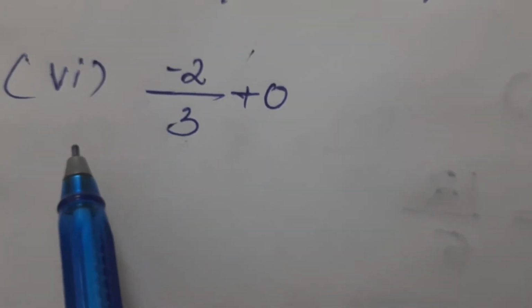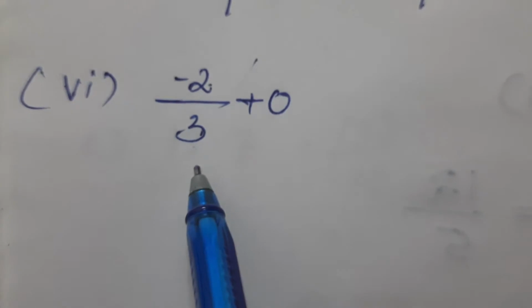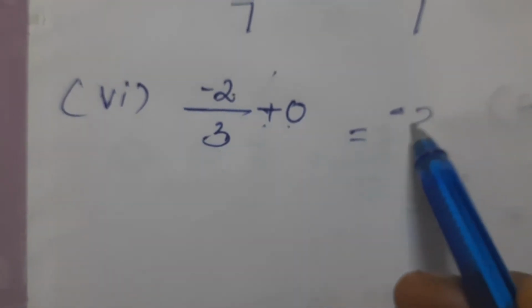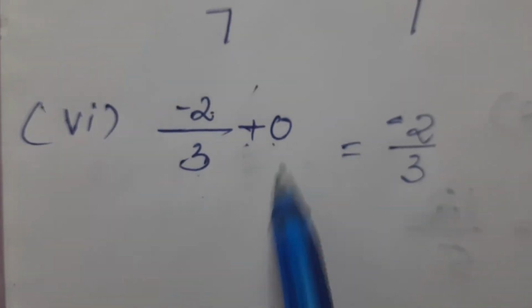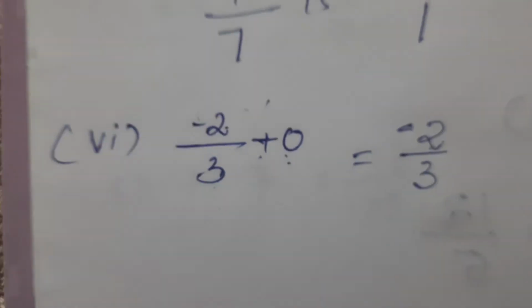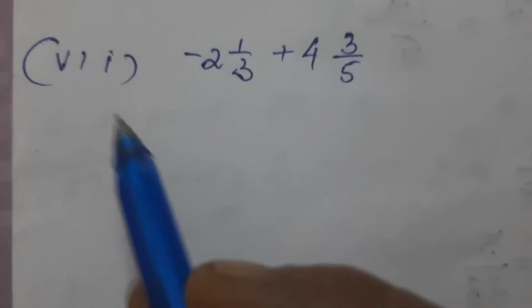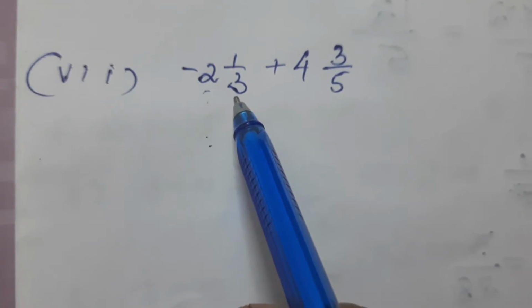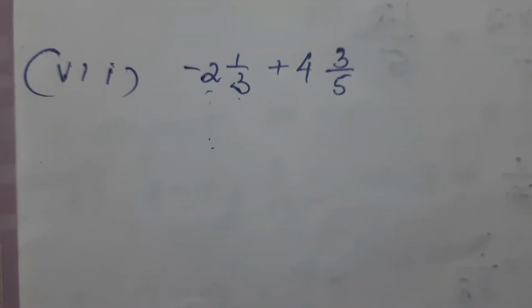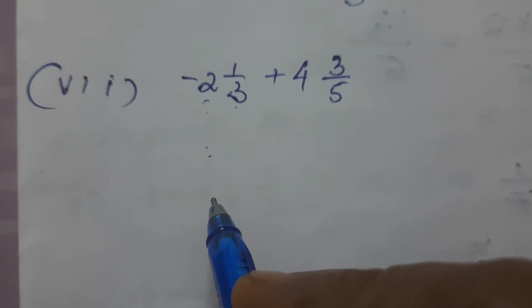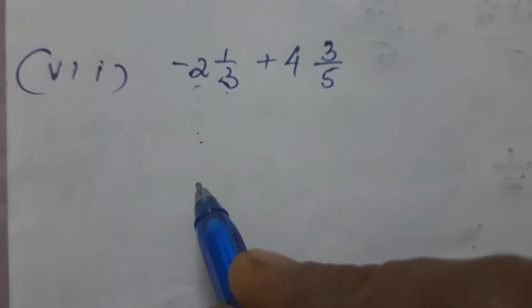Let's see the sixth part of this question. Negative 2 by 3 plus 0. The answer is negative 2 by 3 because any number added to 0, we get the same number. Let's do the seventh part of this question. Negative 2 1 by 3 plus 4 3 by 5. Now here both are mixed fractions. So we will convert them into fractions or rational numbers.